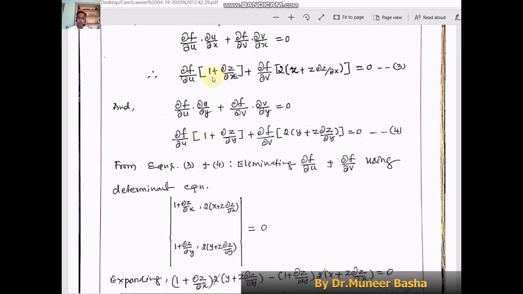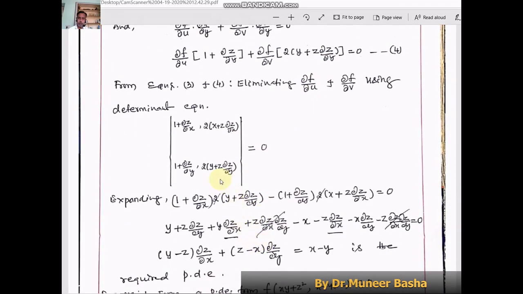the other terms we can write: 1 plus dou z by dou x here, similarly 1 plus dou z by dou y here, and then in another column it is 2 into x plus z dou z by dou x here, again 2 into y plus z dou z by dou y here, that is equal to 0. You know the expansion of the determinant, expand this one, this into this, again minus this into this.